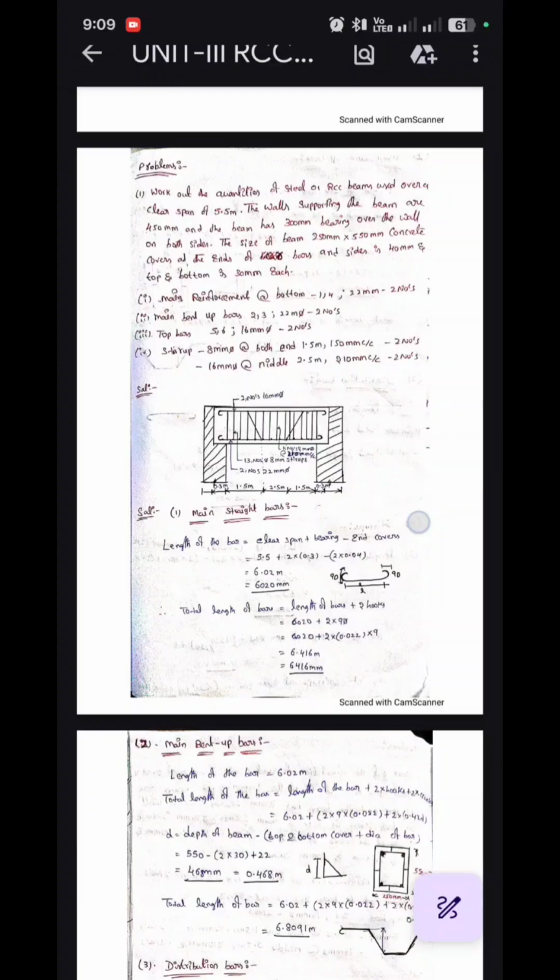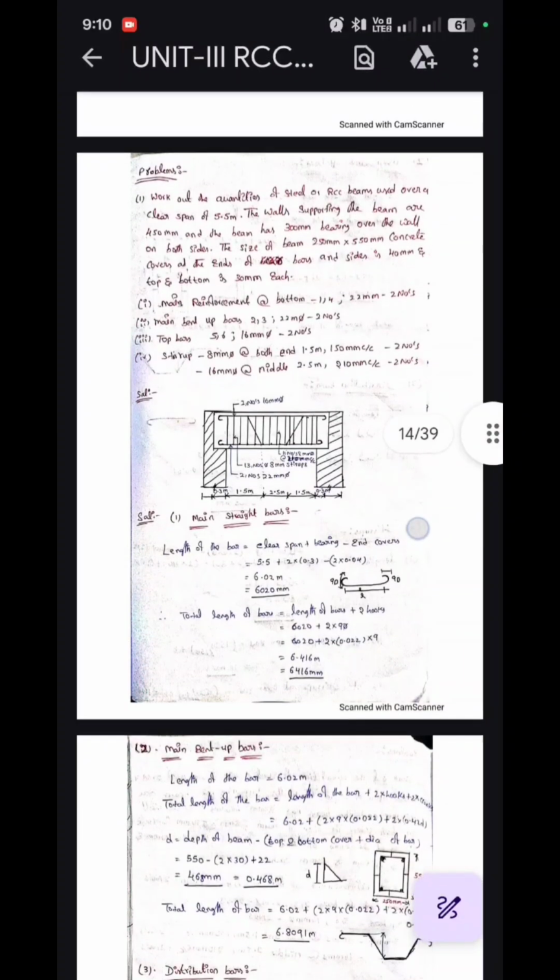Main reinforcement at bottom; second, main bent up bars, 2 numbers of 22 mm; top bar, 2 numbers of 16 mm dia; stirrups 8 mm at both ends for 1.5 meters, 150 mm center to center; and 15 mm dia at the middle for 2.5 meters, 210 mm center to center spacing. So this was the question.